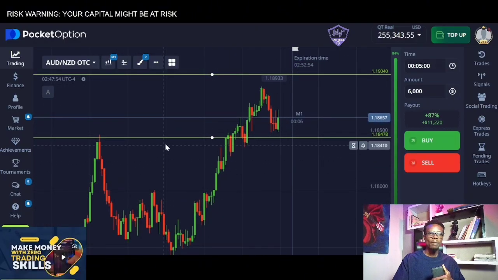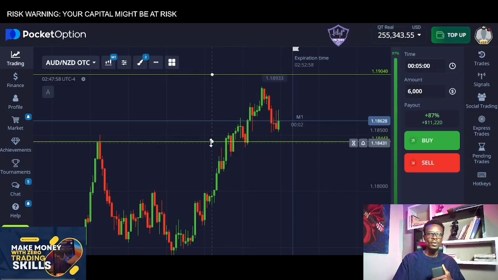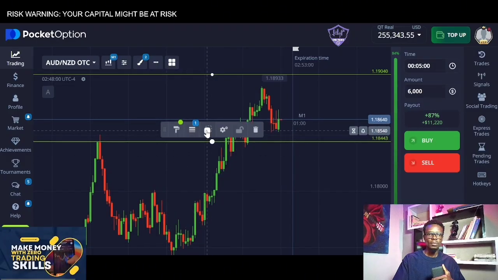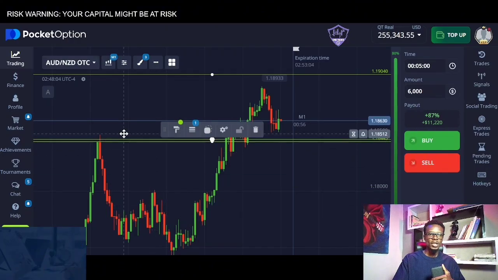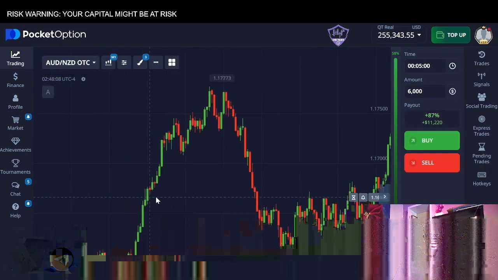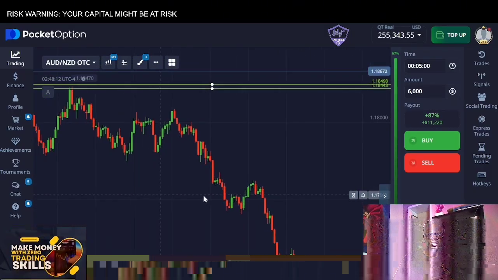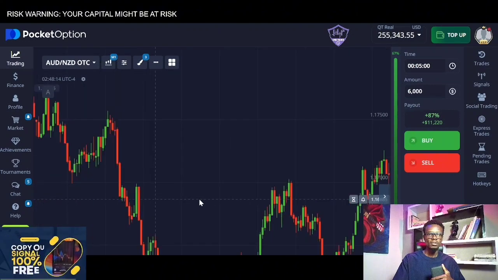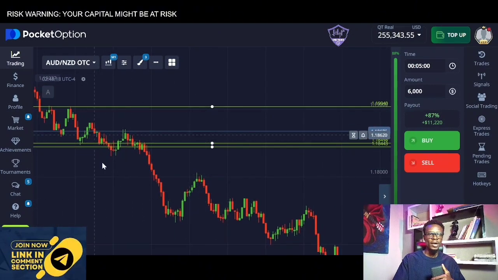Okay, so let me quickly draw. I will make a zone out of this. So I will double this one now, and then I will keep it right here. So I'm making a zone out of that level. So this right here is a zone of resistance. Let us also go back a little bit to see. Okay, it has also served as support right here, and price moved up.